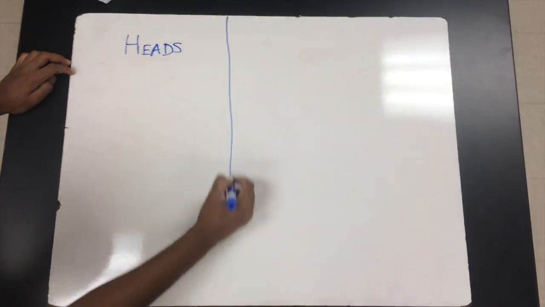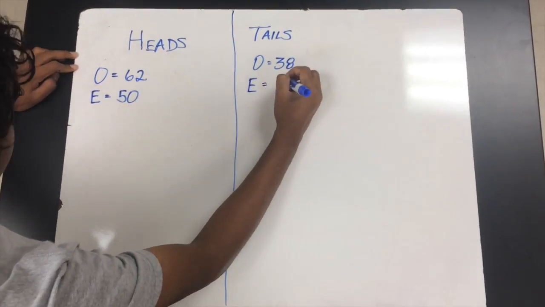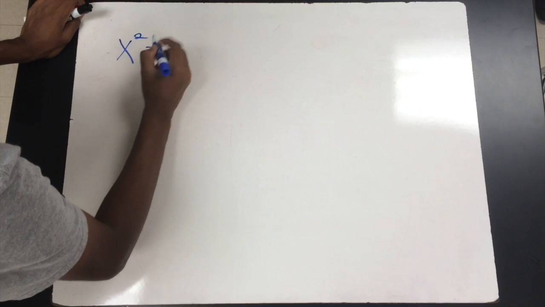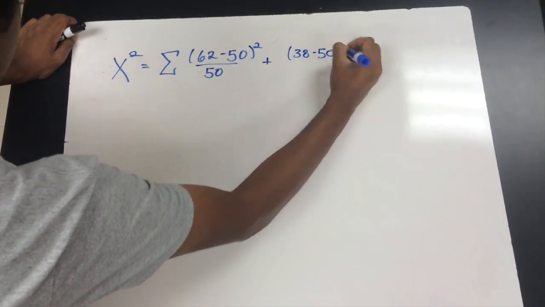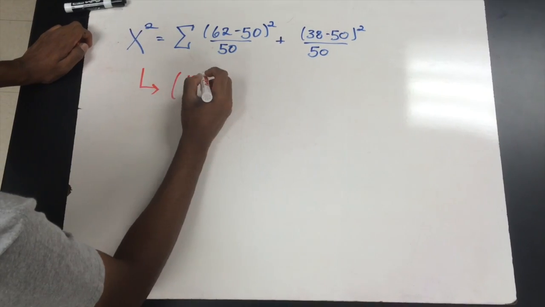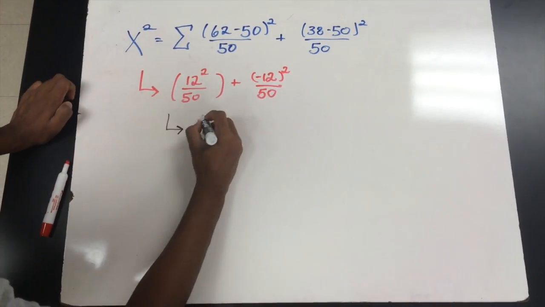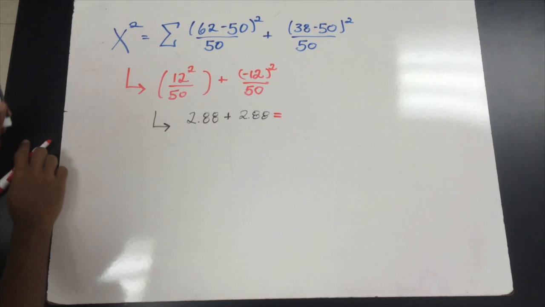Say you're doing a mock experiment and you get 62 heads and 38 tails. Your observed for heads would be 62, while your expected would be 50, because there's a 50% chance of getting heads. For tails, your observed would be 38, and your expected would also be 50. Once you've identified your observed and expected values, just plug those values back into the equation. Once you plug in your observed and expected values, you'll solve your equation and get a chi-squared value. Do not forget the sigma, as you have to add together both values.